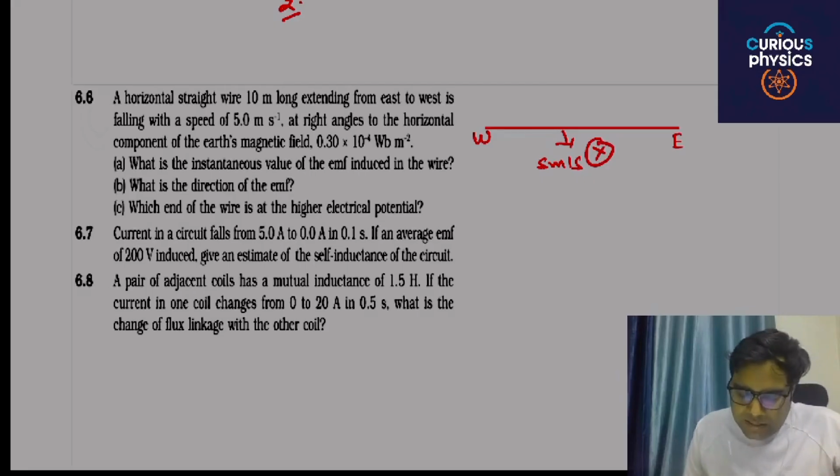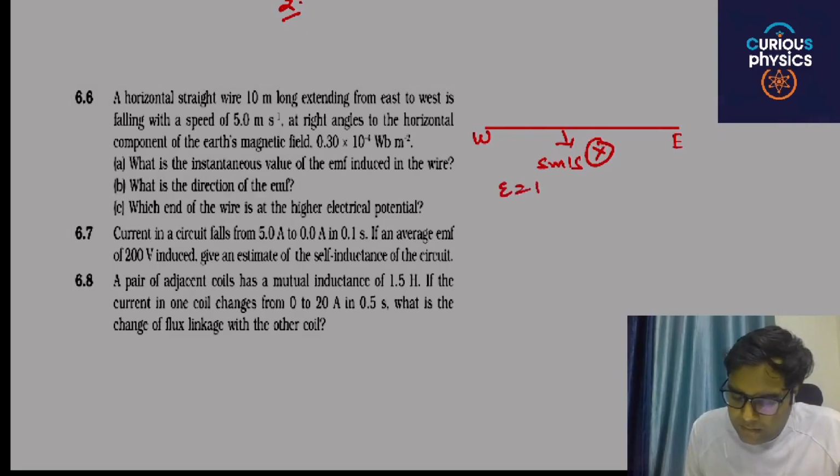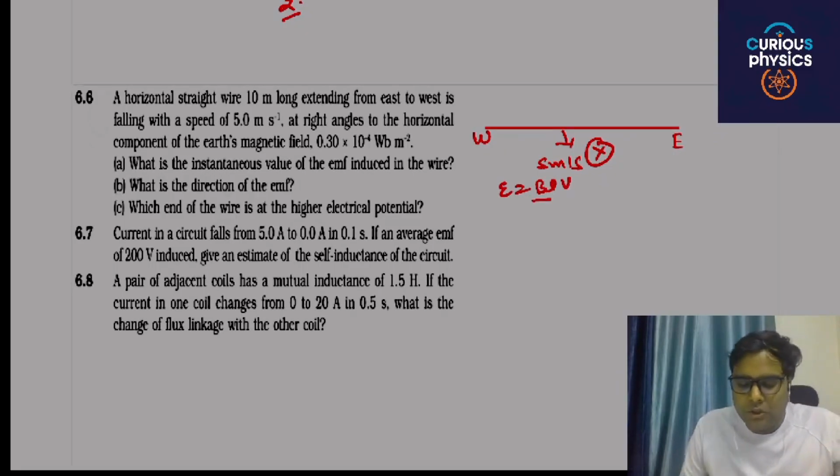What is the instantaneous value of EMF? The instantaneous value of EMF is BLV. B is given as 0.30 into 10 raised to power minus 4, L is 10 meters and V is 5 meters per second. Are you able to understand my point or not? Next, what is the direction of EMF?